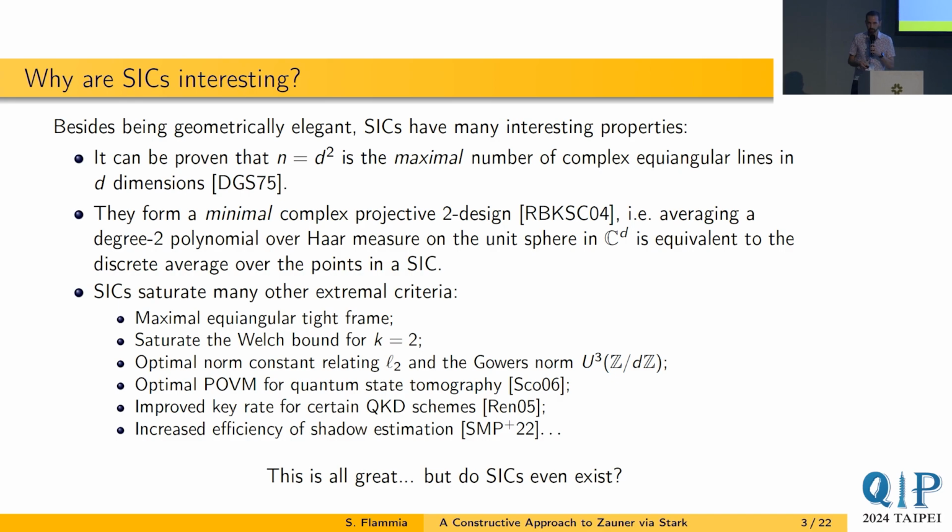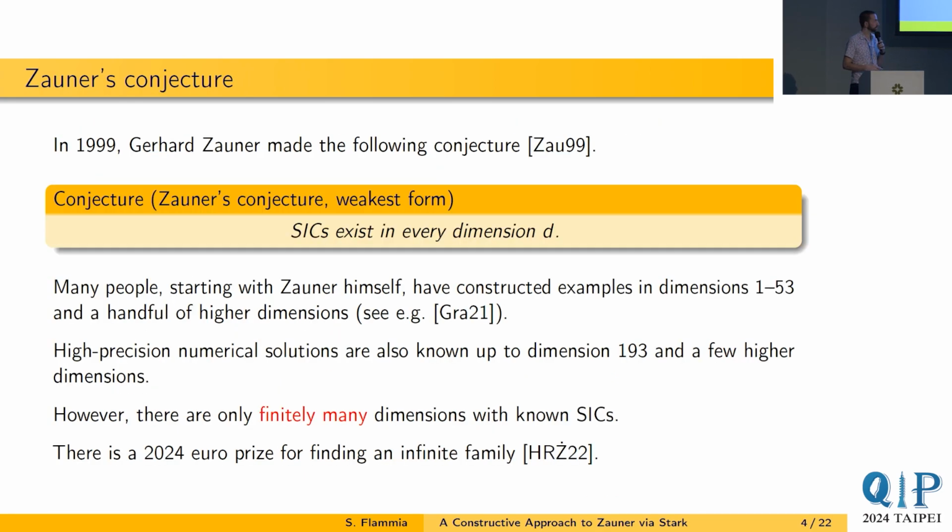Okay, so this is all great, but do they even exist? We saw they exist in d equals 2. What about in higher dimensions? In 1999, so this is a 25-year-old open problem, Gerhard Zauner conjectured that they exist in every dimension. He actually conjectured something much stronger than this about certain symmetries that I don't have time to get into.